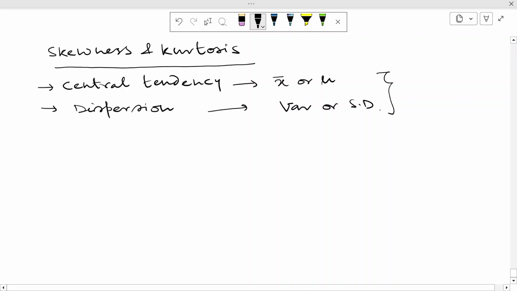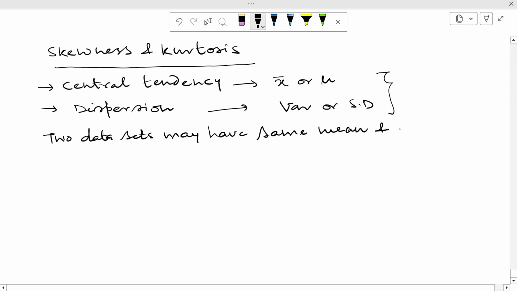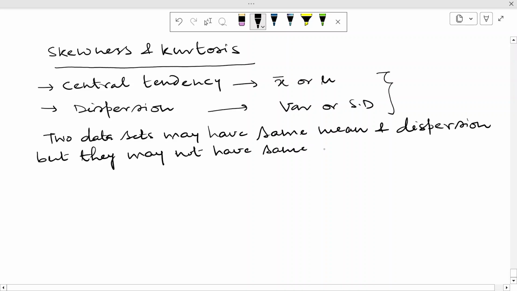Sometimes it may be possible that two data sets may have the same mean and measure of dispersion, that is, mean and dispersion, where dispersion means either standard deviation or variance, but they may not have the same shape.